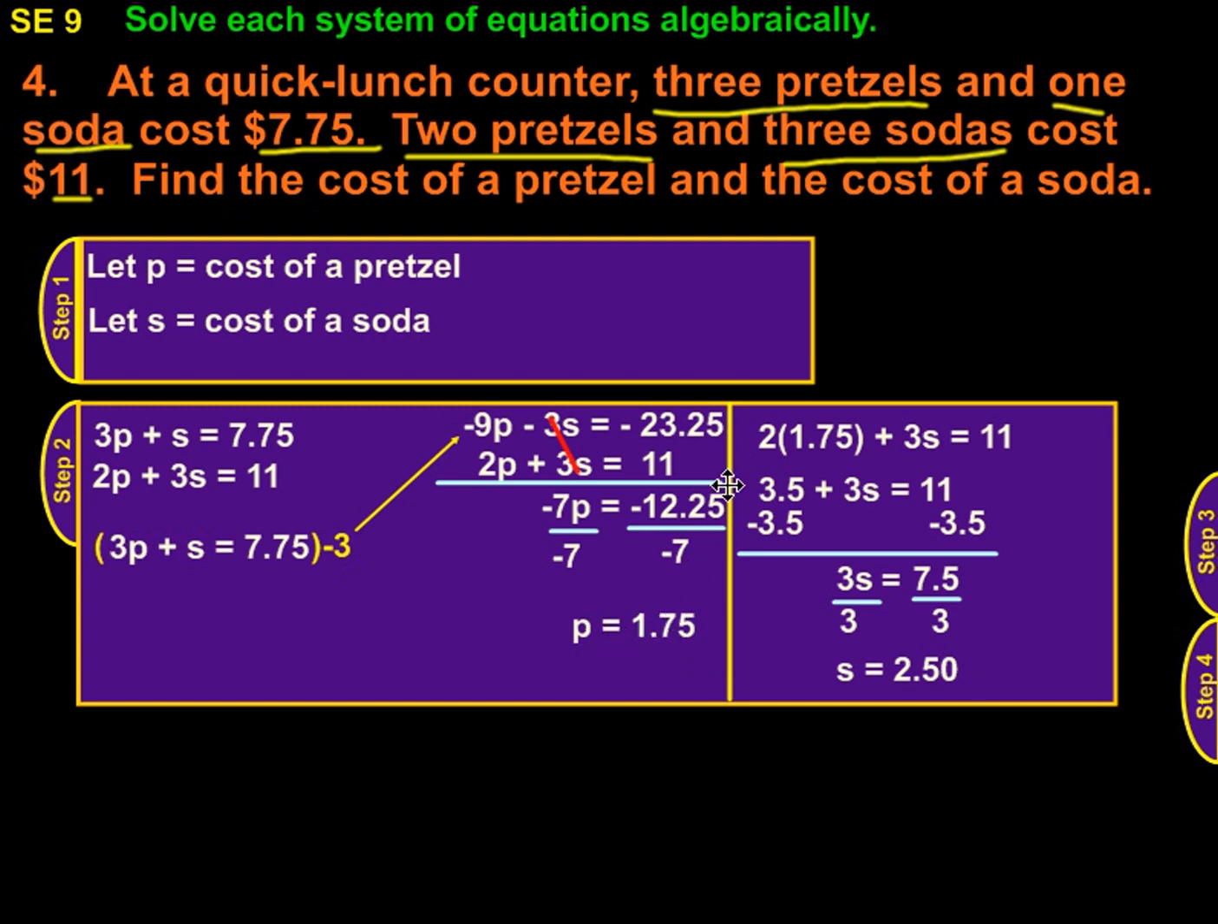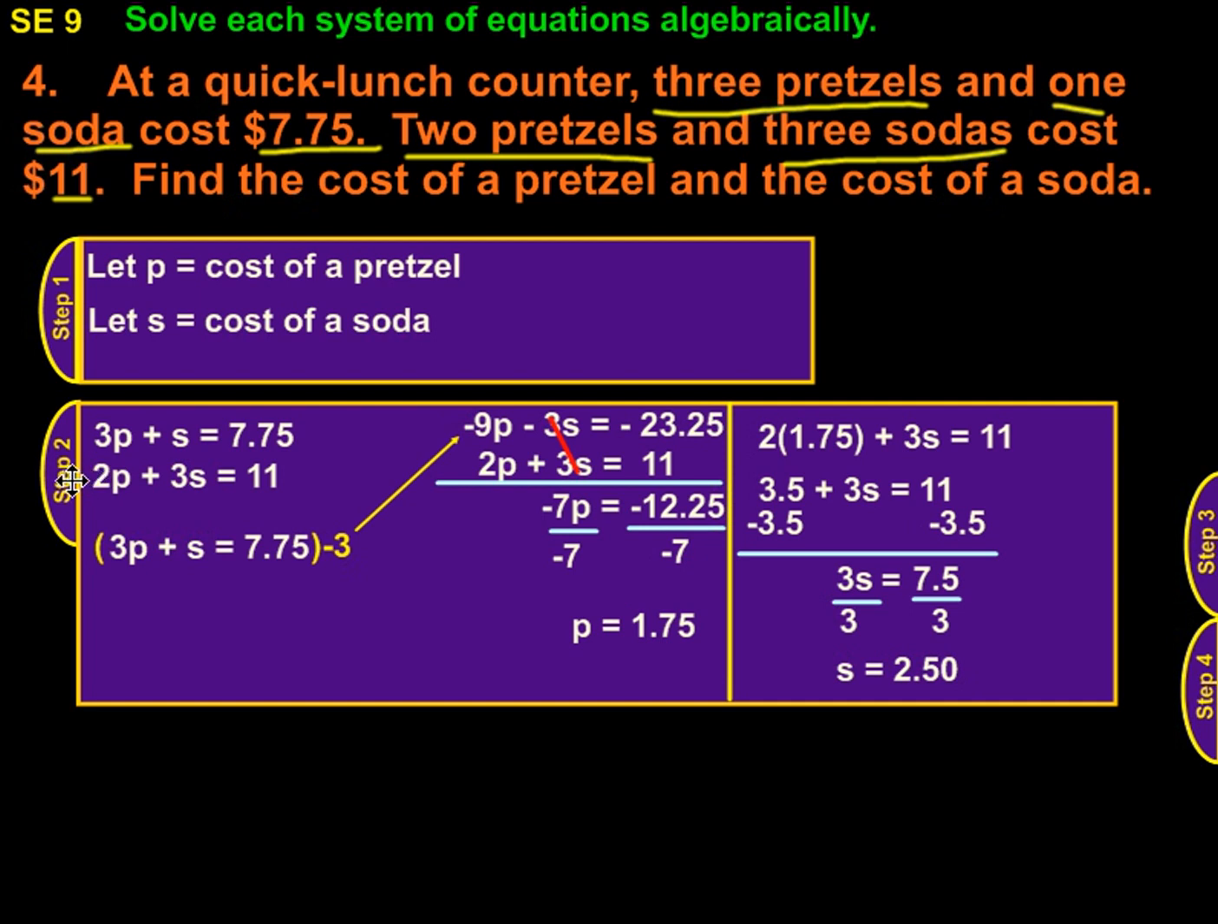I can use that information and plug it back into an equation. I'm choosing 2p plus 3s equals 11. You could choose the other one as well. And I'm plugging 1.75 in for the variable p. If I multiply 2 times 1.75, I get 3.5 plus the 3s equals 11. I subtract 3.5 from both sides, and that gives me 3s equals 7.5. I divide by 3 on both sides. That gives me s equals 2.50. So now I know that a soda costs $2.50.